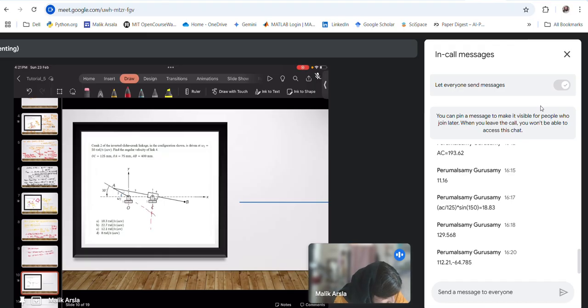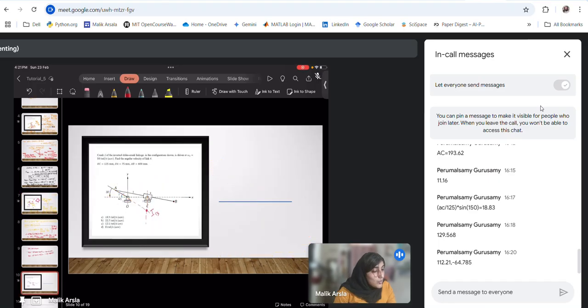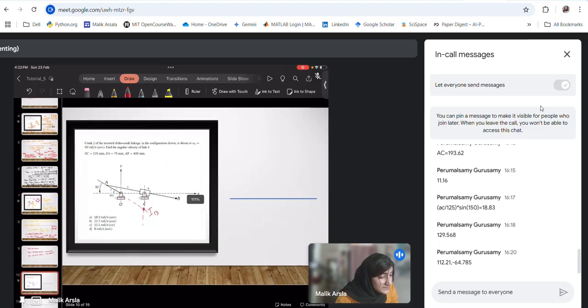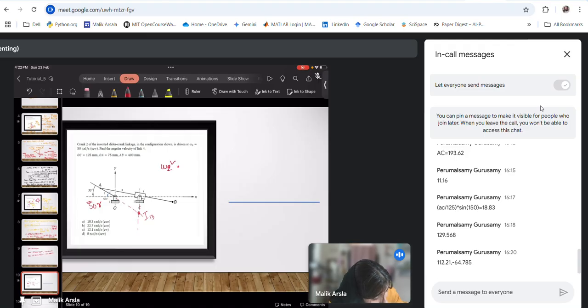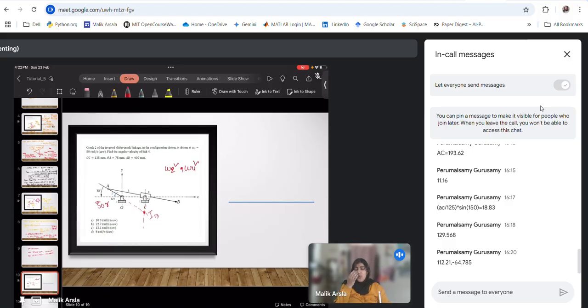Okay, so this is your IC, right? Now what we have been asked is that in this mechanism, now you have figured out the I13. If the configuration is driven at omega 2 equal to 50 radians per second, find the angular velocity of link four. So omega 2 has been given and you have been asked omega 4, right? So how will you do this question?